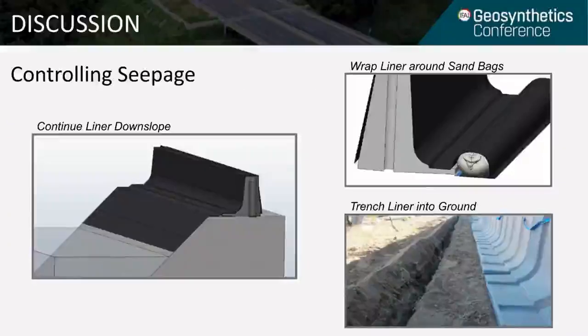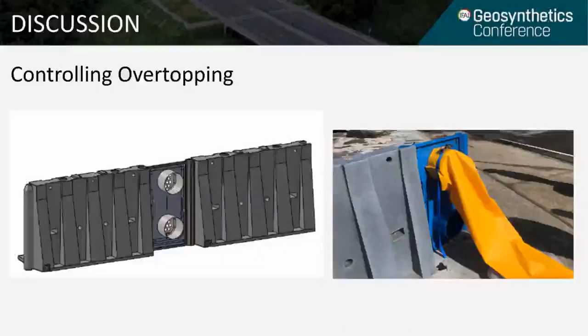To reduce seepage under the barrier walls, strategies shown on this slide could be used. To reduce uncontrolled overtopping of the barrier walls, the system could be equipped with a discharge port, as shown here. A hose could then be connected to the discharge port and routed to an active treatment system or other water quality BMP.